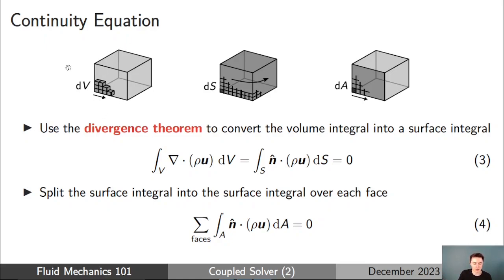So we're starting with this volume integral here on the left, and then the divergence theorem says that the volume integral of the divergence of rho u is equivalent to the surface integral of the unit normal vector dot product with rho u over the surface. So the surface being the entire surface of the cell. Physically, what this is saying is that the accumulation of this quantity within the volume is equal to the flux of the quantity over the surface. But I like to think about this as transforming this volume integral into a surface integral.